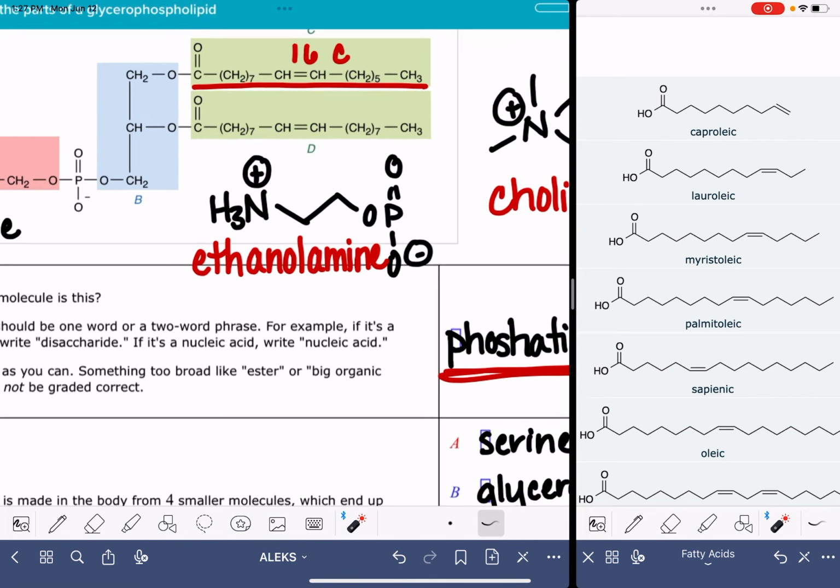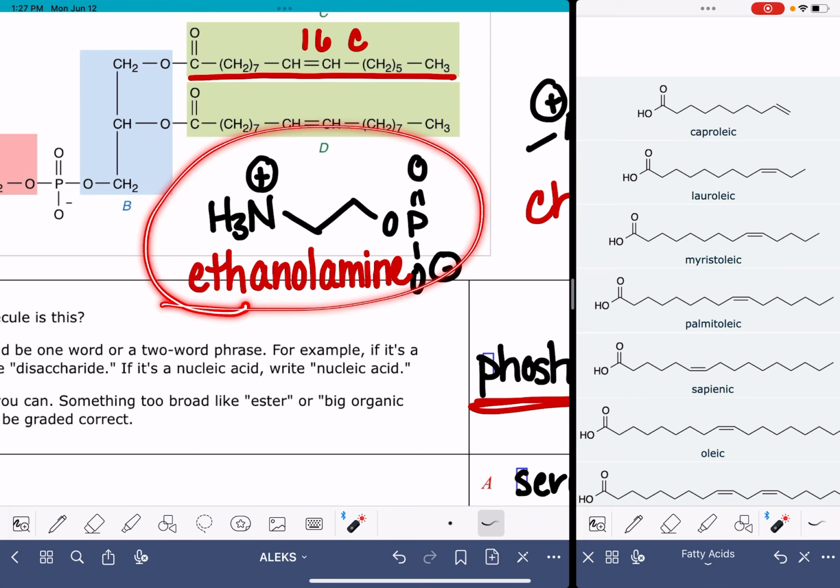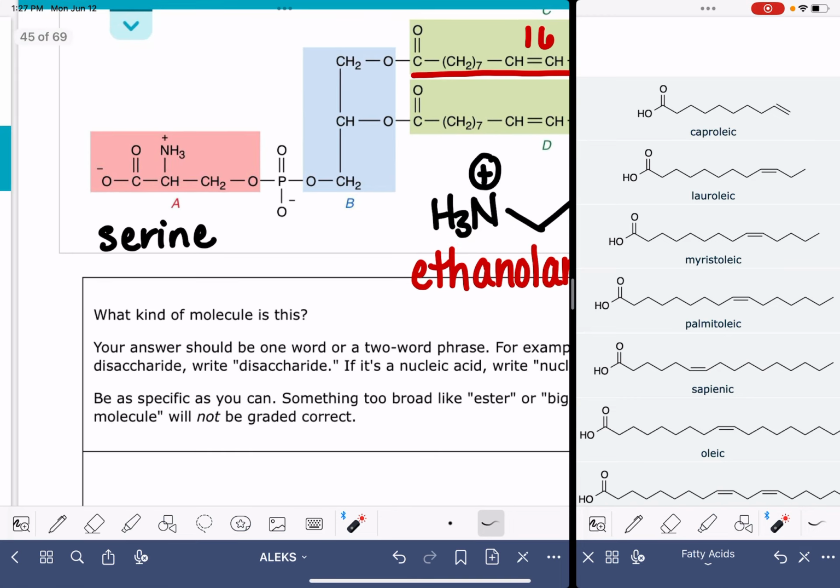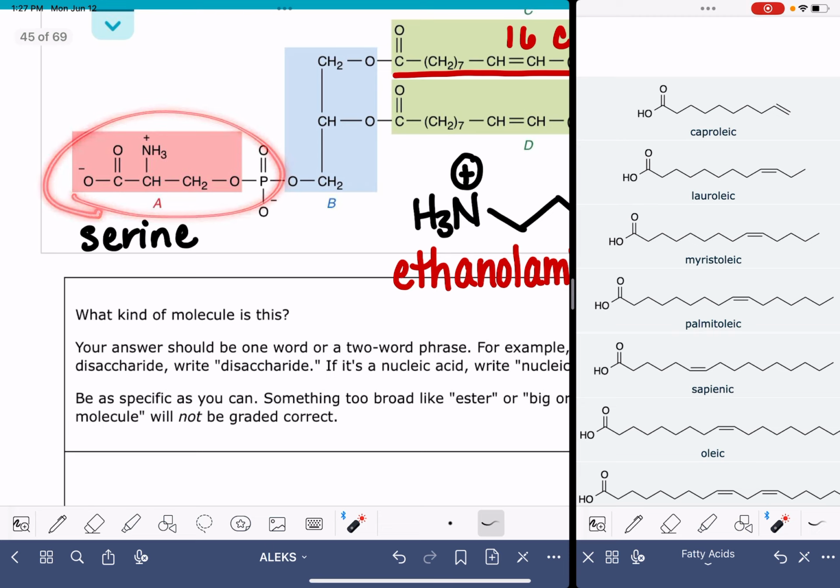Now we've got 2 other options, 2 other types of molecules that could be appearing in this spot. This is ethanolamine. You'll be able to identify it because it's a nitrogen with just 3 hydrogens attached. And the other option is serine, and you'll identify that because it will have a carbon-oxygen double bond, COO-.